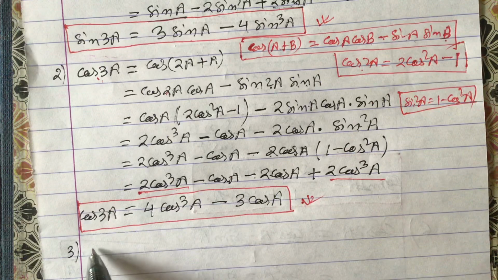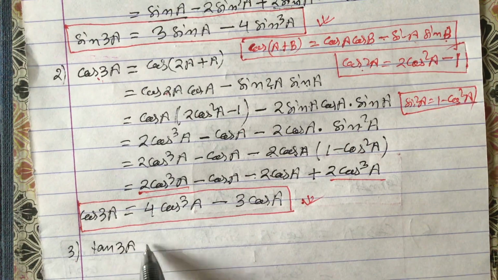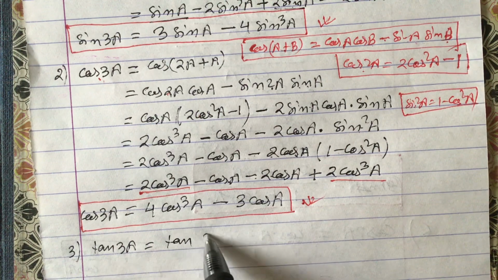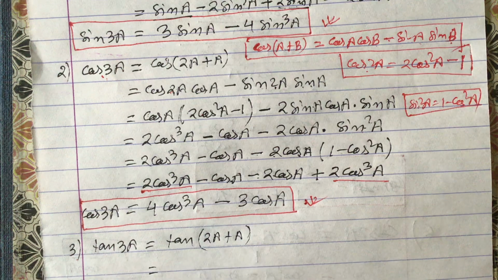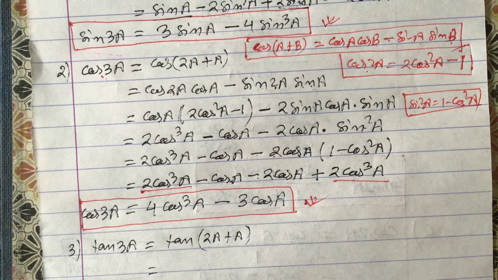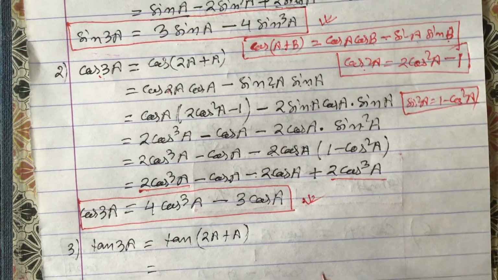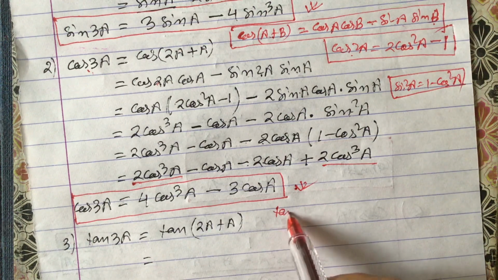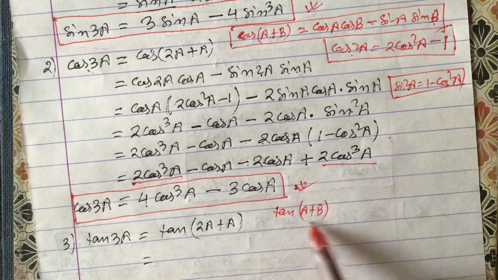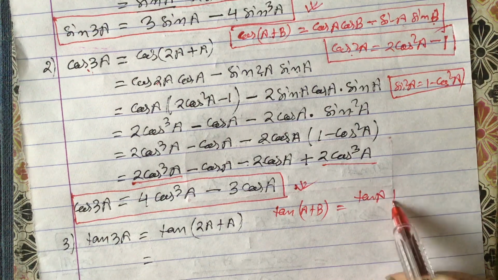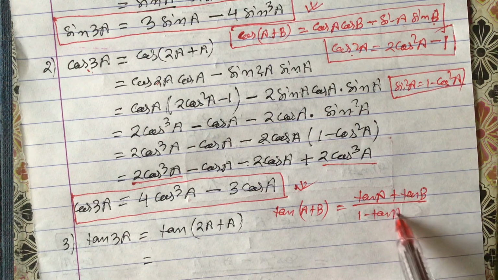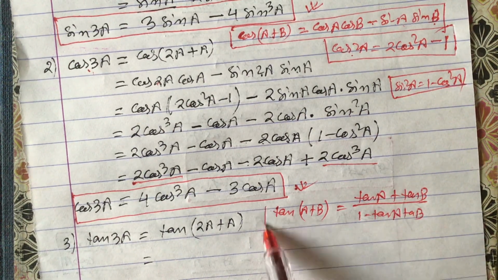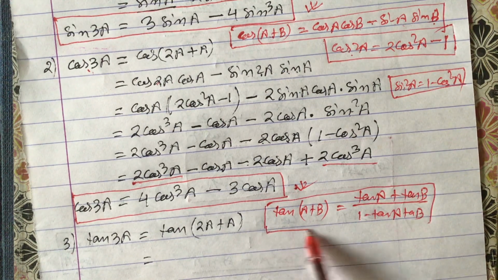Number 3, let us derive for tan 3A. Here also the same thing: tan of 2A plus A we will do. Now we can apply the formula tan A plus B. What is the formula of tan A plus B? That you need to remember. If you have forgotten that formula, then you cannot do it. Tan A plus B equals tan A plus tan B divided by 1 minus tan A tan B. This formula you have learned in class 9, the compound angle formula.